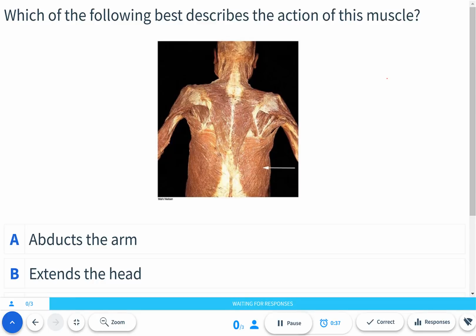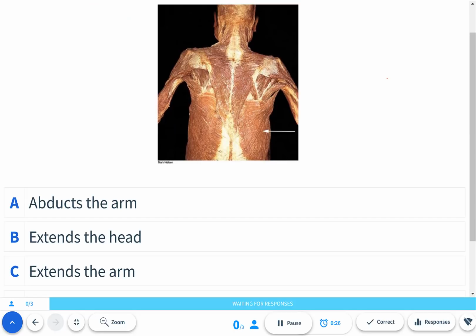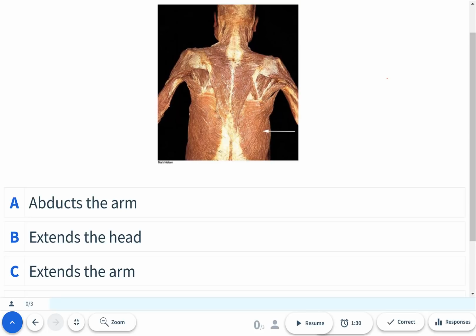It doesn't abduct. What abducts the arm at the shoulder joint is mainly the deltoid muscle. Extends the head. It's not attached to the head, and so it doesn't extend the head. What extends the head here is the trapezius muscle, the two muscles here that look like a trapezium, and it is the upper fibers of trapezius that extend the head. Extends the arm. Yes, it extends the arm at the shoulder joint. I have just mentioned scratching the opposite scapula, so it adducts and extends the arm.